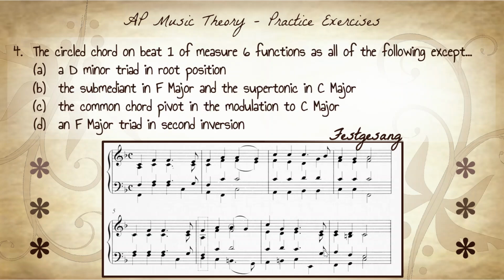Question 4. The circled chord on beat 1 of measure 6 functions as all of the following except A, a D minor triad in root position, B, the submediant in F major and the supertonic in C major, C, the common chord pivot in the modulation to C major, or D, an F major triad in second inversion.